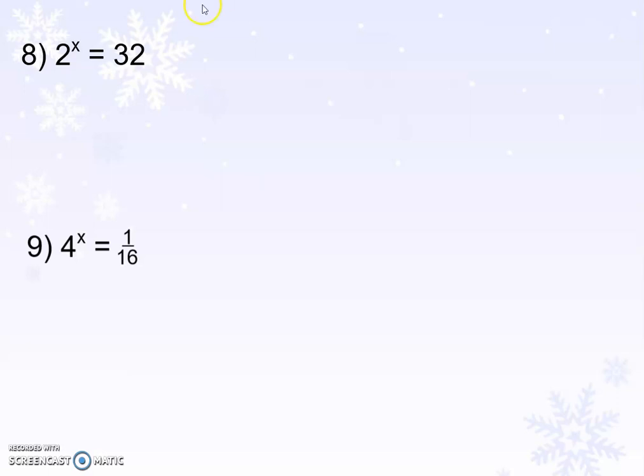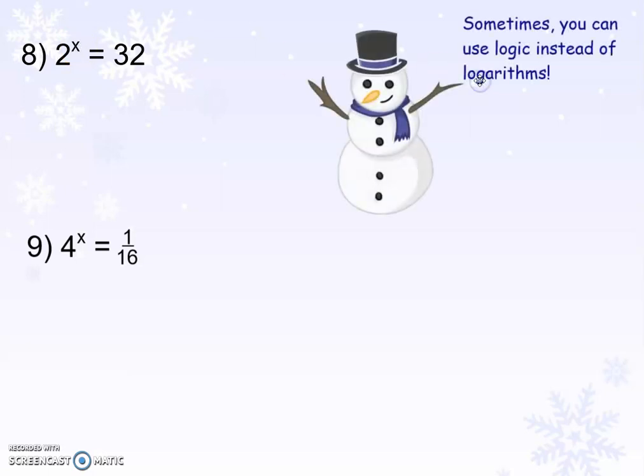Hey, welcome back. Number 8, when I went to do this, I saw x is up in the exponent. I thought, great candidate for a logarithm. You can definitely do that. You could definitely take a log of both sides, but instead I used a little logic. I noticed that 32 is related to 2. Isn't 32 a power of 2? It's not 2 to the first or 2 to the second or 2 cubed, but 32 is 2 to the 5th. And I realized that if I rewrote 32 as a power of 2, then 2 to the x equals 2 to the 5th. That can only be true if x and 5 are the same thing.